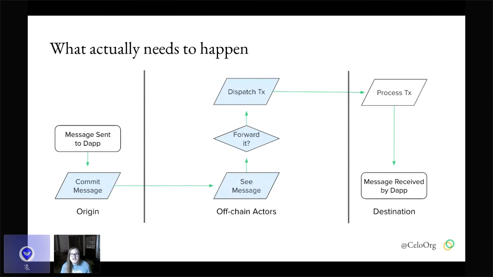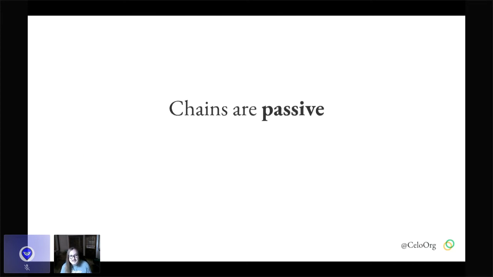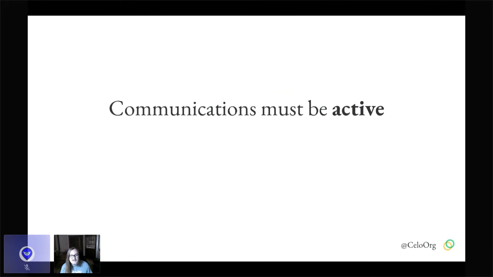This is the entire project of IBC and these multi-year huge infrastructure things, is to make these off-chain actors and the on-chain components reliable, fast, safe. The Cosmos team has done an amazing job of this. Polkadot is just starting with XCMP, and it's incredibly complex and annoying because chains are passive. They can't reach outside themselves. They can only update their own state. But communication has to be active. We need these active off-chain parties that are forwarding messages between chains.